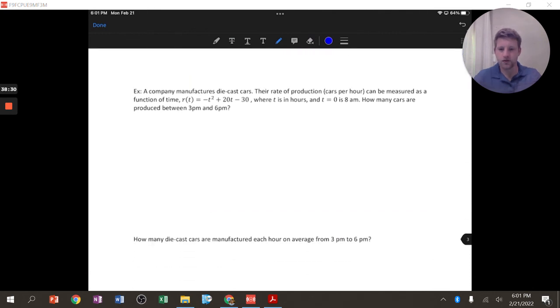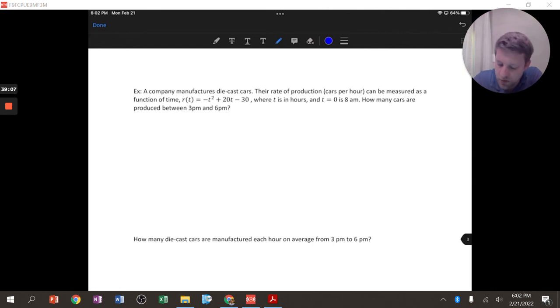The last application we'll take a look at also considers a rate function. This is a question concerning a company manufacturing die-cast cars, like Hot Wheels or Matchbox cars. The rate of production in cars per hour can be measured as a function of time. That's the R of t, where time is in hours and t, again, measures from 8 a.m. in this question. So t equals 0 is 8 a.m.